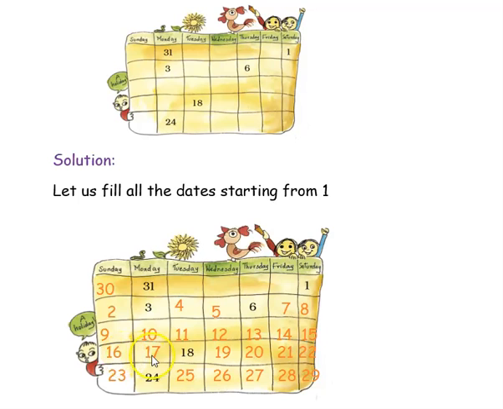Then 16, 17, 18 they have written for us. Then 19, 20, 21, 22. So again 23 is on Sunday. 24 they have written. So next will be 25, 26, 27, 28. 29 is on Saturday, but we have 30 here and then 31 on Monday. So this is the way we have to fill the dates on the given calendar.